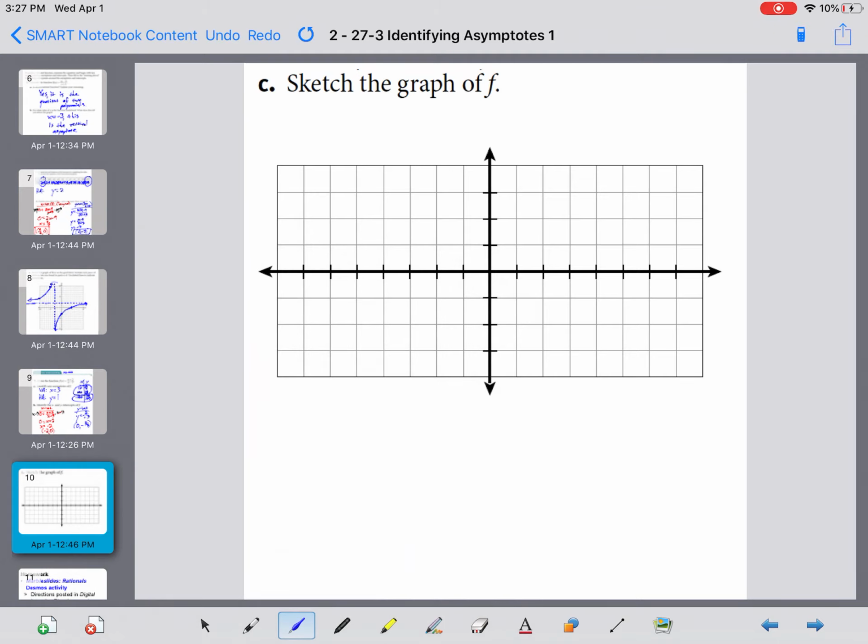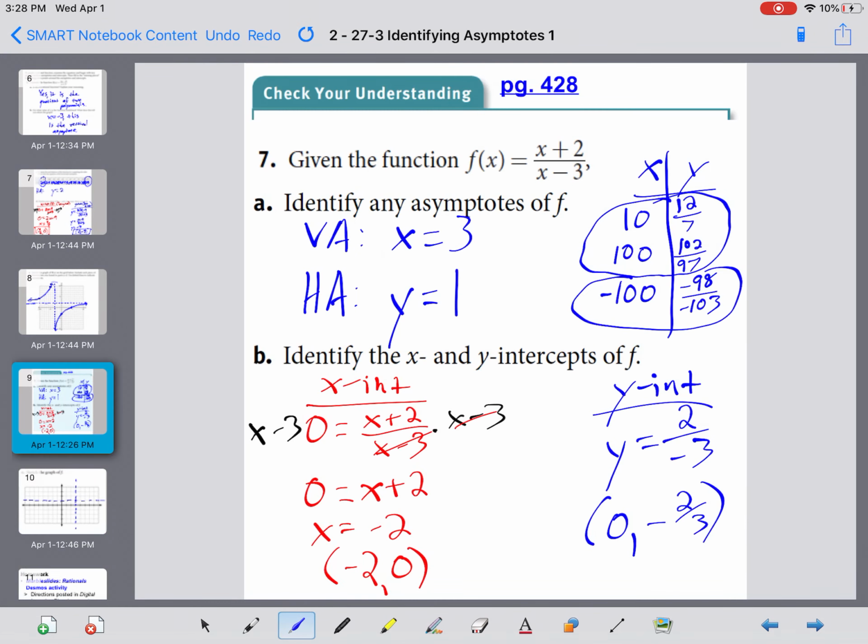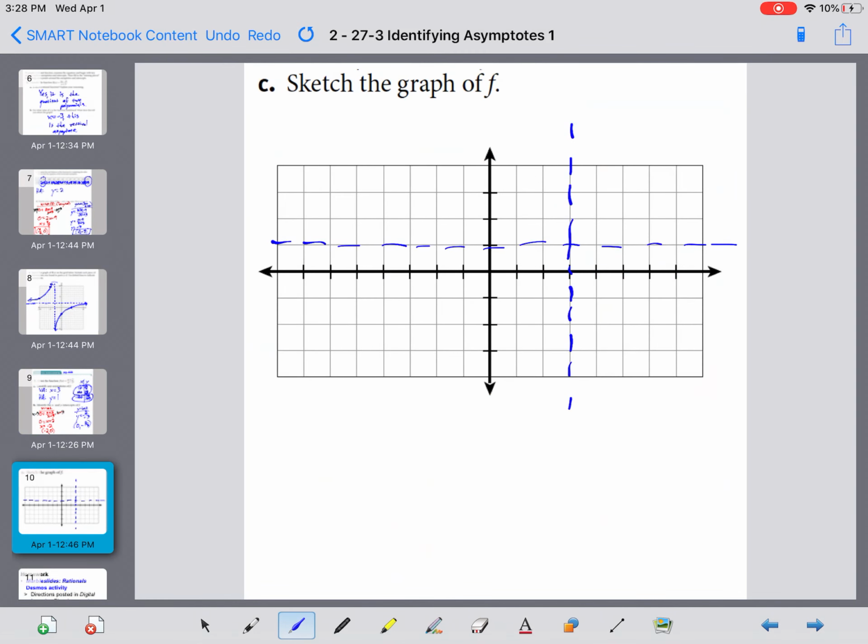So my vertical asymptote was at x equals 3. So 1, 2, 3 right there. My horizontal asymptote was at 1. So y equals 1 right here. Okay. I've got an x and y intercept. I get an x-intercept at negative 2. So x-intercept negative 2. I got a y-intercept at negative 2 thirds. So right about there. So I know this branch. Each little piece of these graphs is actually called a branch. So I know this first branch is looking something like this.